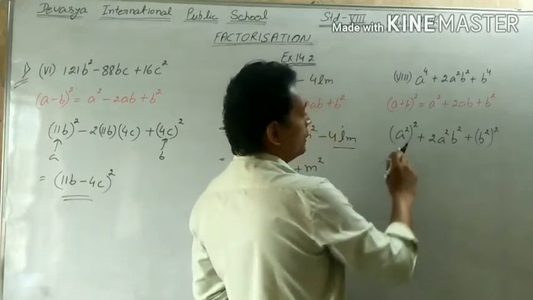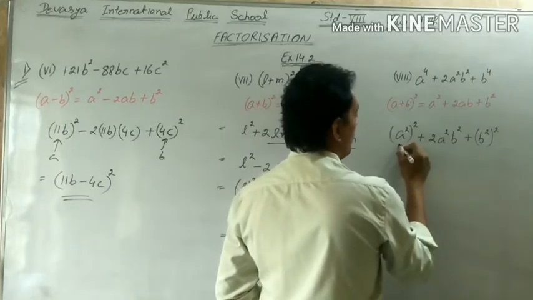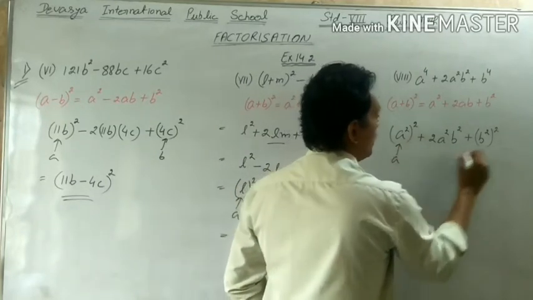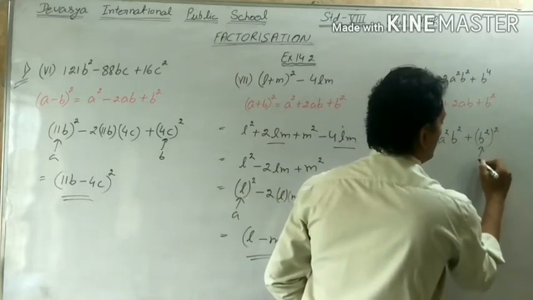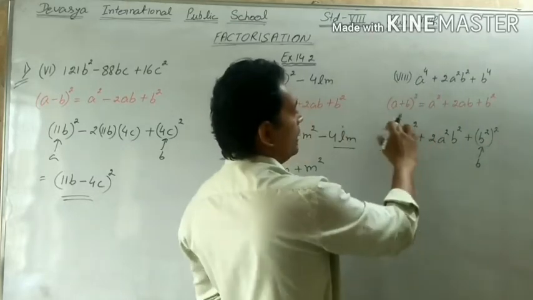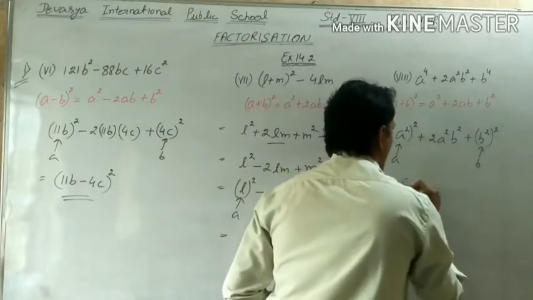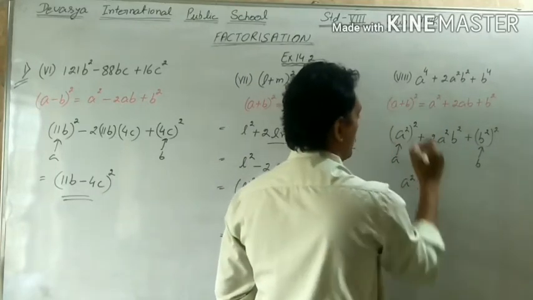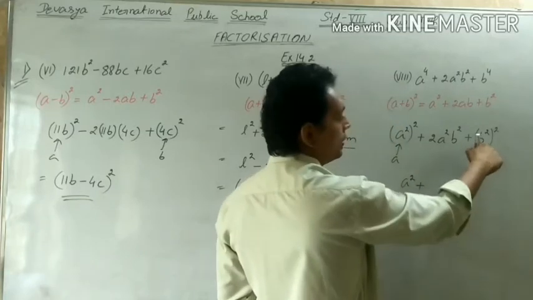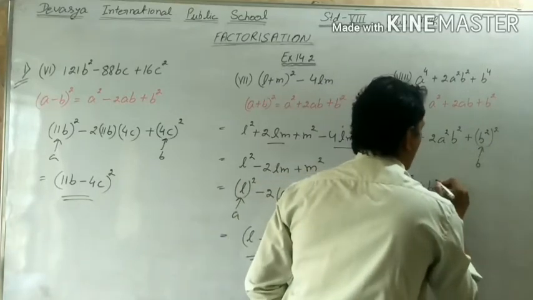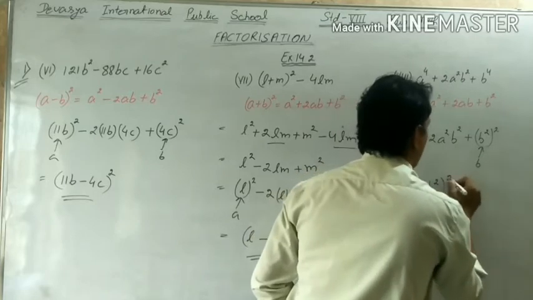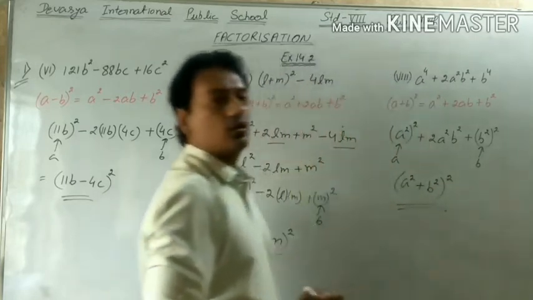Okay, so this is like a, which is in the first bracket, and this last bracket is actually your b, and we need to write in this format, that is a plus b whole square. So what is a? A square plus what is b? That is your b square and whole square. So we have factorized it.